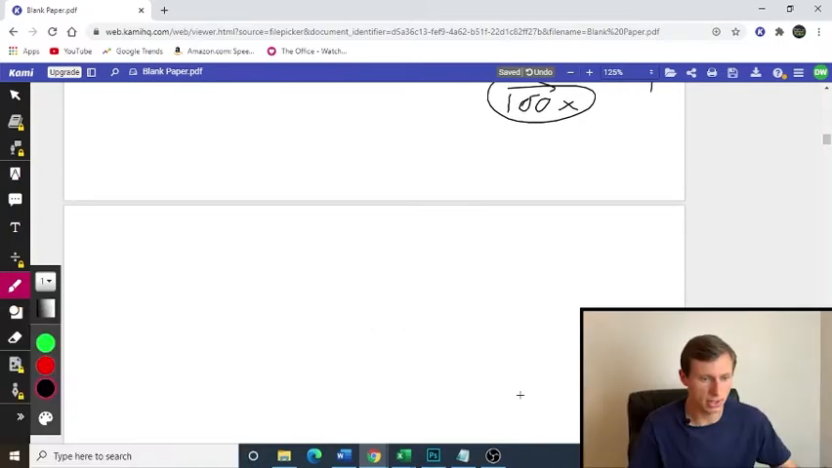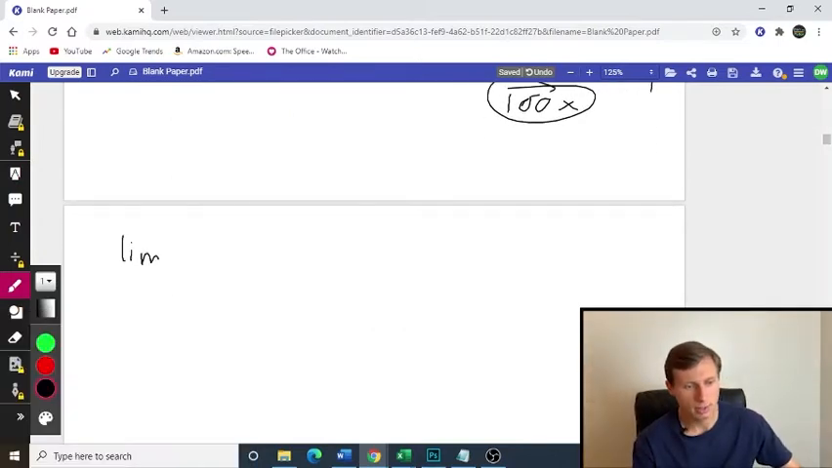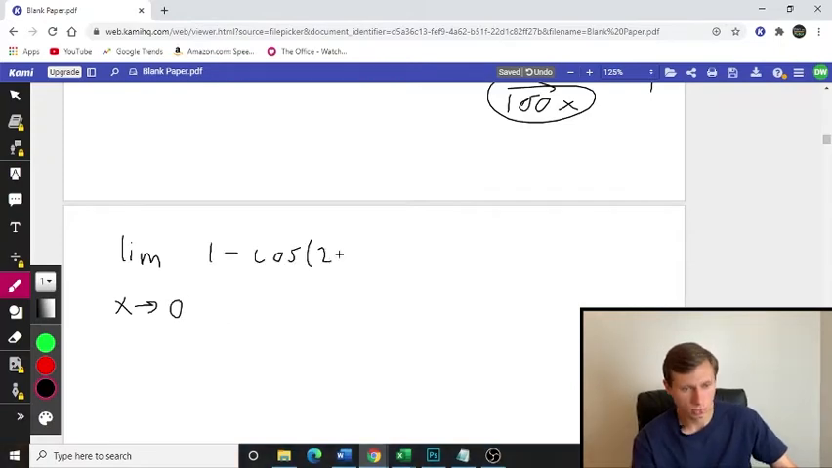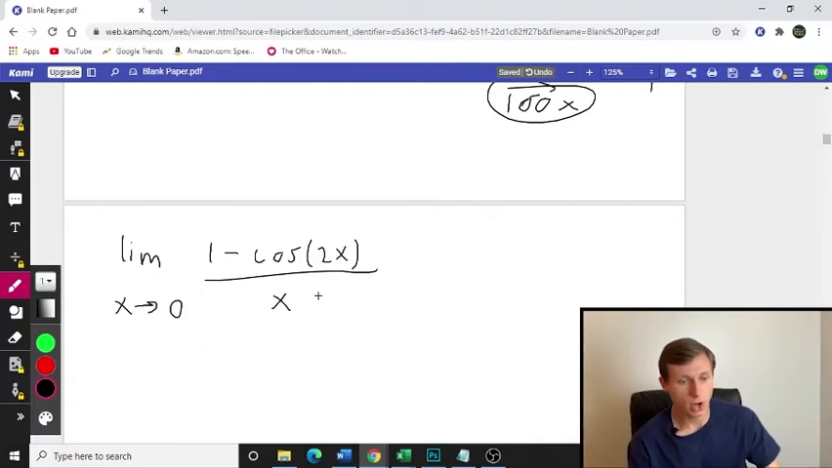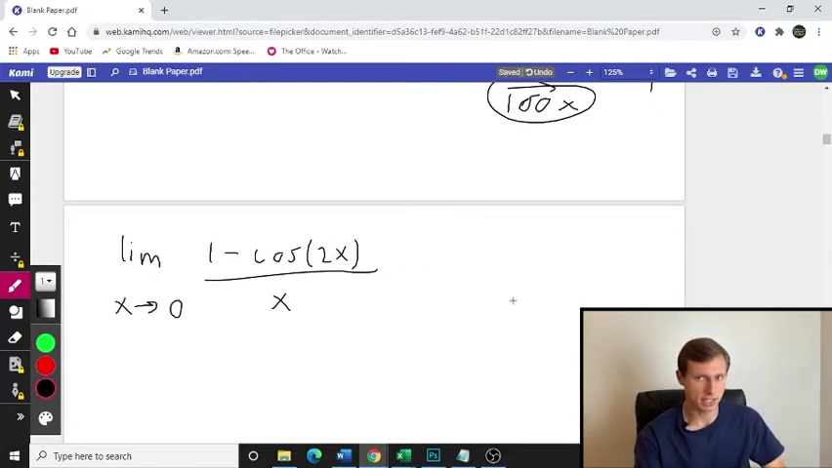Now let's look at another scenario. How about the limit as x approaches 0 of 1 minus cosine of 2x over just x? And now it's kind of tricky. So we're trying to get 1 minus cosine of x over x. Like if this were just x, we would already know the answer is 0. But since it's 2x in the numerator and just x in the denominator, it's not that easy.